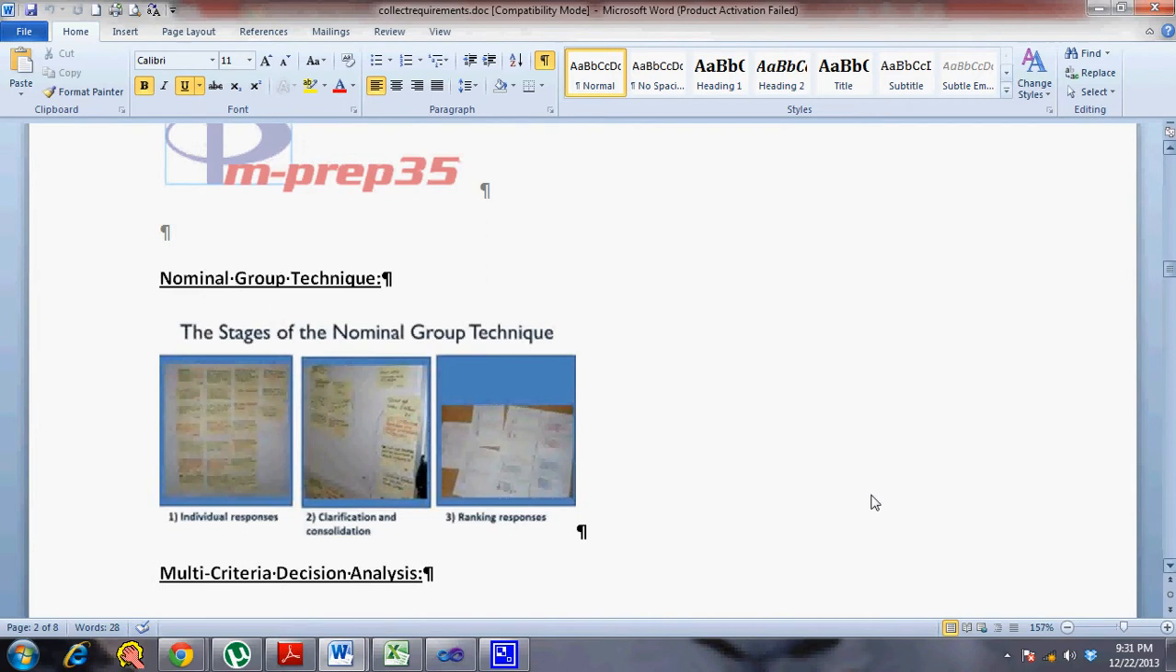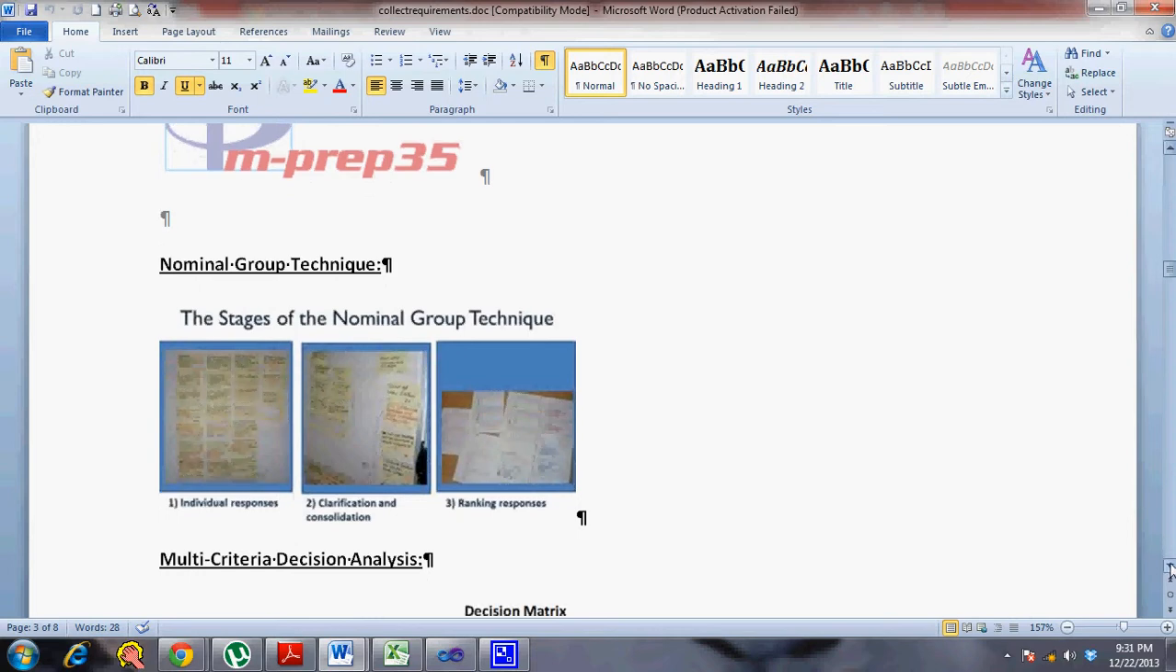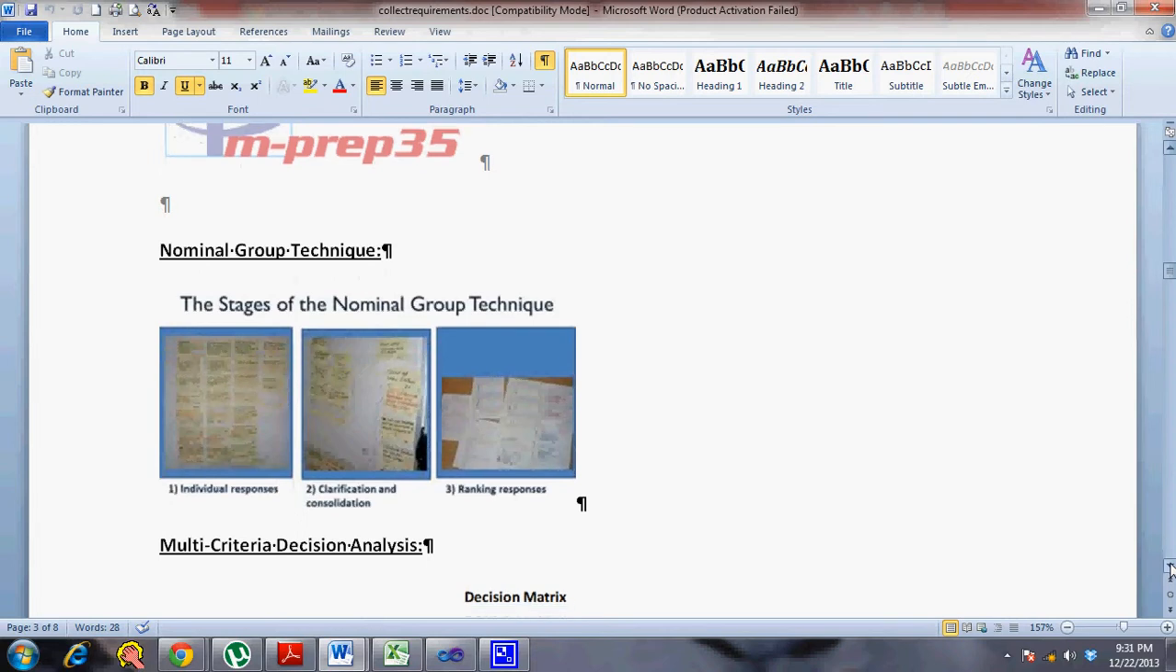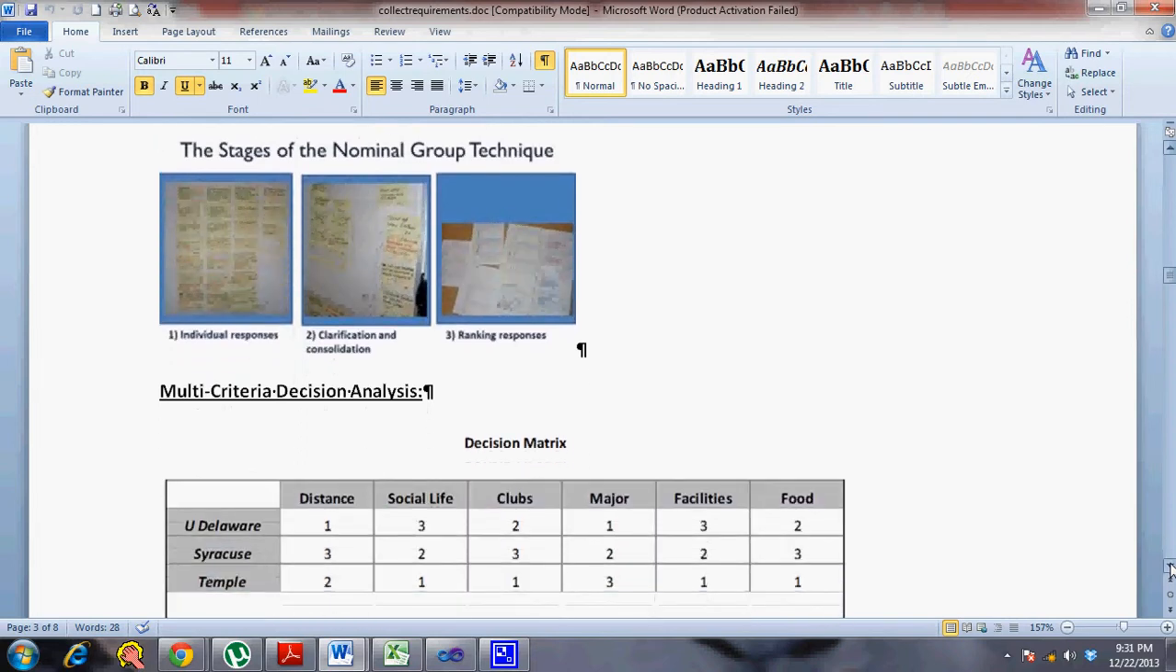Then you have nominal group technique, which is you get individual responses first, then clarify and consolidate, then rank these responses. So this has a voting process involved. But in case of affinity diagram, it is more like grouping different ideas into different categories. Nominal group technique is used when there are different ideas and you want to rank which one is the best one. When you have multiple stakeholders contributing a lot of things, you want to vote and get the most important requirements. That's where the nominal group technique is important.